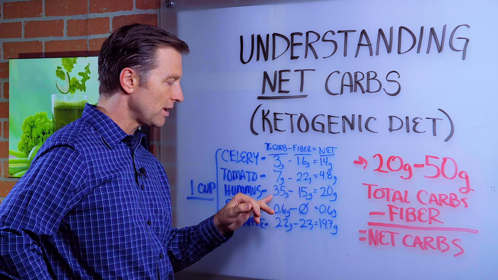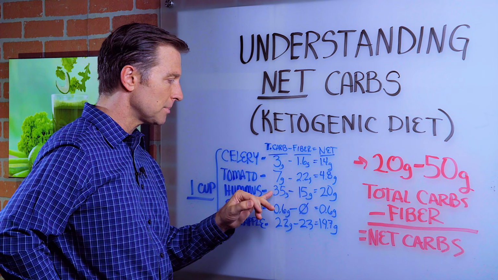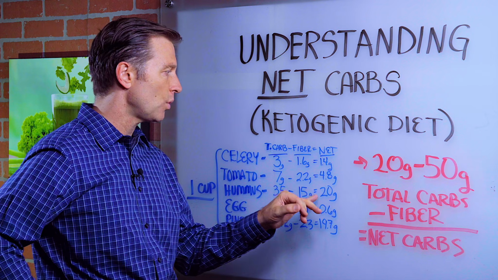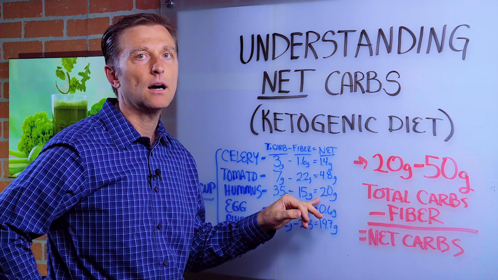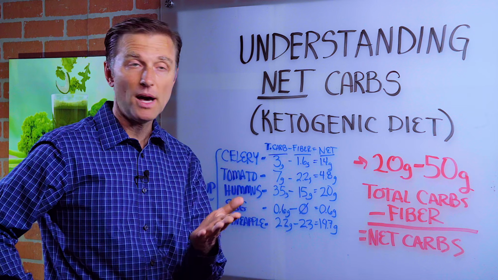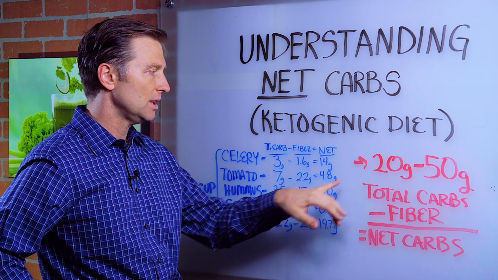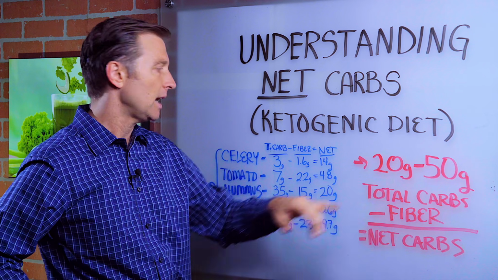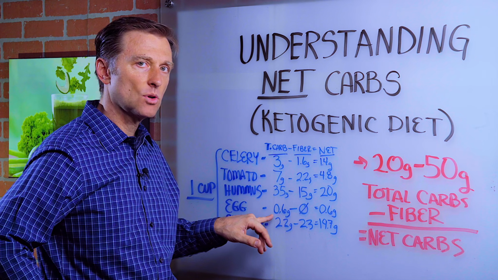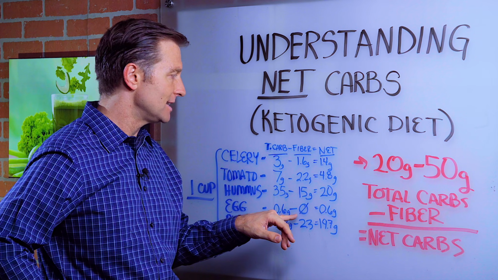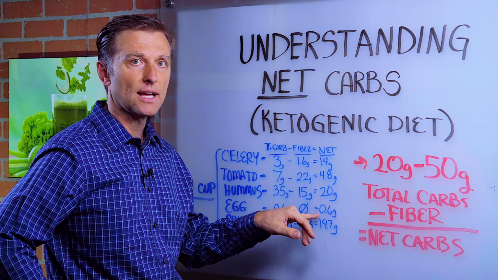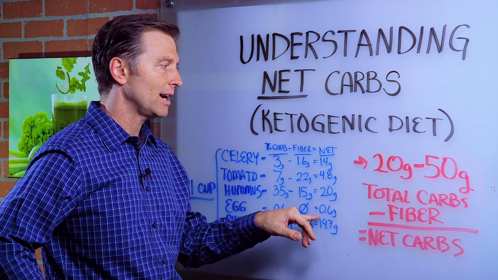Hummus, 35 grams of total carbohydrate per cup minus 15 grams of fiber equals 20 grams of net carb. Of course, I doubt if you're going to consume a cup of hummus, but you might. But still, you would be within the normal range if that's the only carb that you ate in a given day. An egg, 0.6 grams of total carbs, 0 fiber equals 0.6 grams of net carbs. So it's basically half a gram.